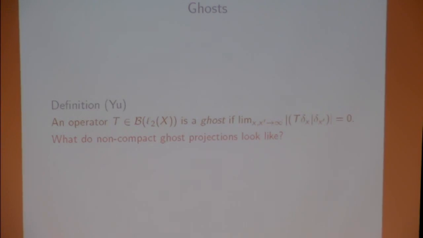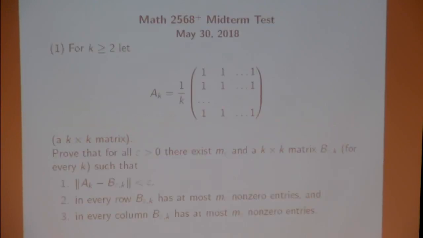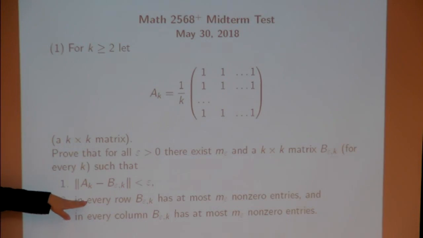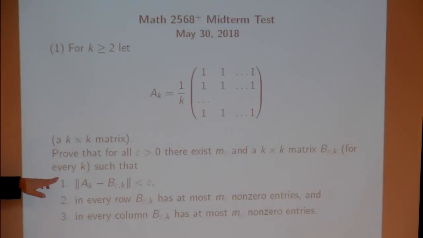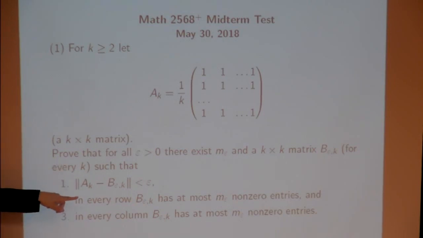I'm going to give you an interesting ghost, not just any ghost. So here we come back as I promised. Here is a slightly more complicated version. Remember, we had these matrices A_k, and the question was to approximate them up to 100, but actually you can do it up to any epsilon. The fact is that for any given epsilon, there exists some number m_epsilon so that you can choose a matrix B_{epsilon,k}, which has at most m_epsilon non-zero entries in each row and each column, and yet it approximates A_k up to epsilon in the operator norm.